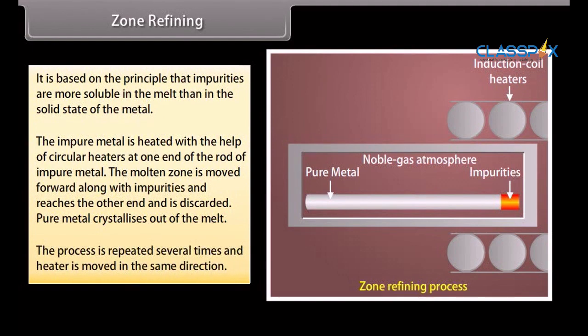The process is repeated several times and the heater is moved in the same direction. For example, it is used for purifying semiconductors.